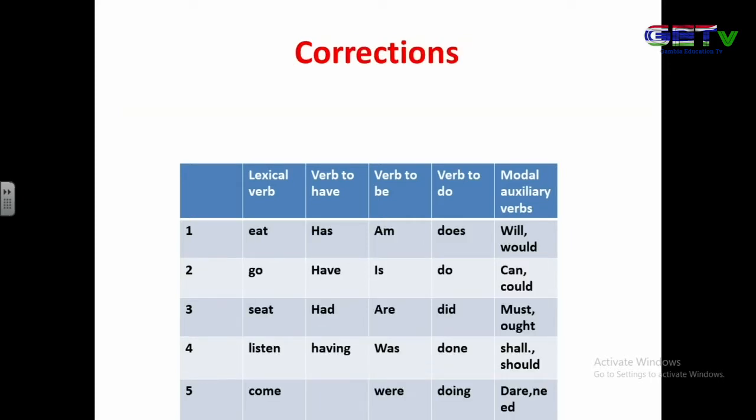You can see lexical verbs: you have eat, go, sit, listen, and come. Verb to have: you have has, have, had, having. Verb to be: you have am, is, are, was, and were. Verb to do: you have does, do, did, done, doing. And the modal auxiliary verbs: you have will, would, can, could, must, ought, shall, should, dare, and need. So this was the assignment given to you, and I hope that you have done it.